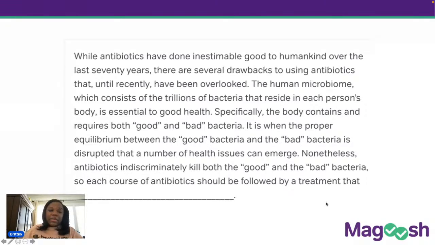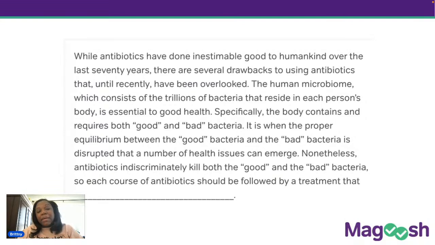All right, let's think about this, right? Let's re-summarize. We learn here that antibiotics kill both good and bad, but that we need both good and bad bacteria in order to have that balance. So we don't want to negate what antibiotics do. We can't say we want to just get rid of antibiotics altogether. That wouldn't be helpful, right? But we do want to maintain that equilibrium.